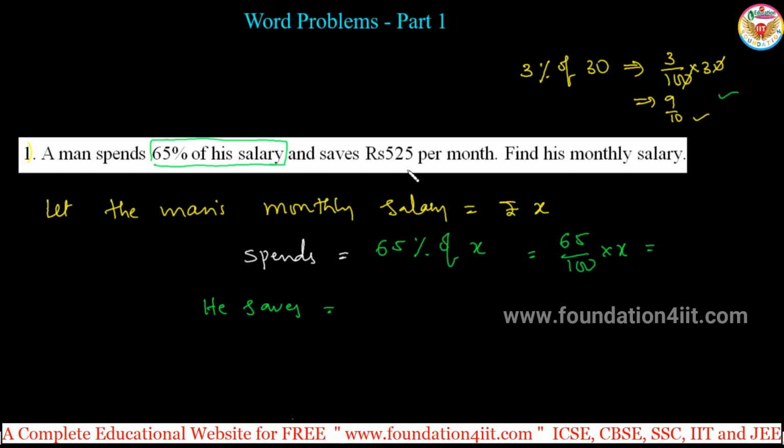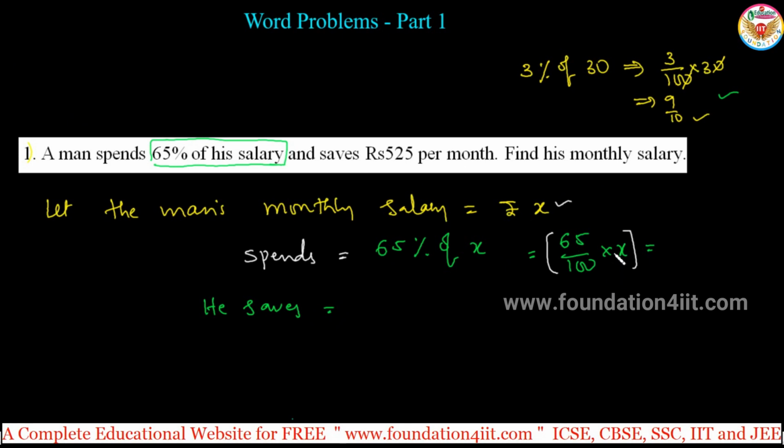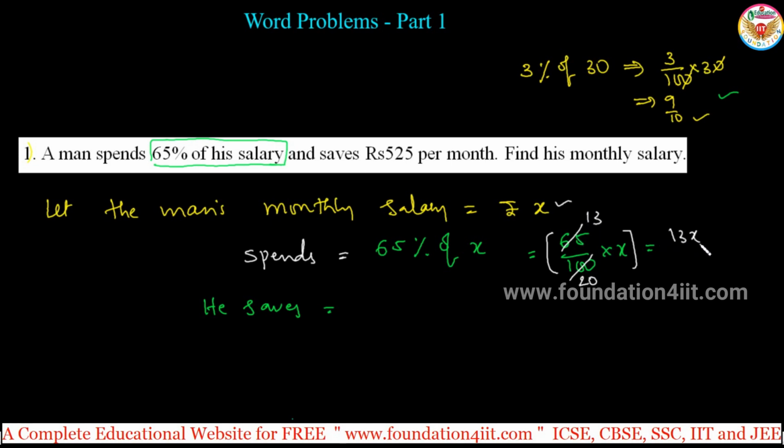So from the total salary, what is spent, if you subtract, that is what he saves. Now the total is x. He spent 65 by 100 into x. If you simplify this, 5 twenties are 100, again 5 thirteens, right? 13x by 20 is the spending.